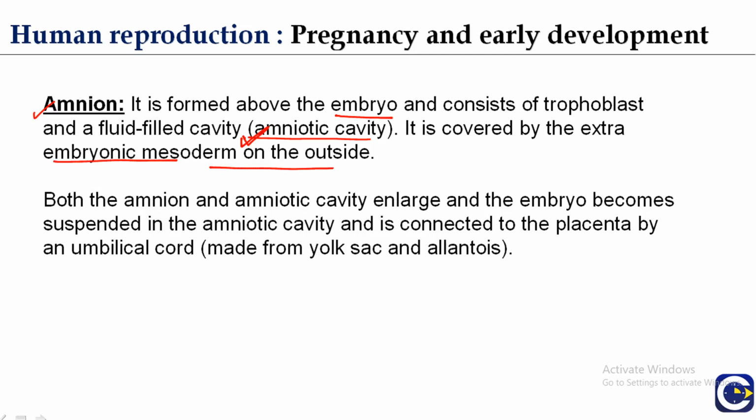Both the amnion and the amniotic cavity enlarge and the embryo becomes suspended in the amniotic cavity and is connected to the placenta by an umbilical cord made from yolk sac and allantois. Further, when the size of the embryo increases, it is suspended in the fluid-filled amniotic cavity, and it is connected to the placenta not directly but by means of the umbilical cord, made from the yolk sac and the allantois.